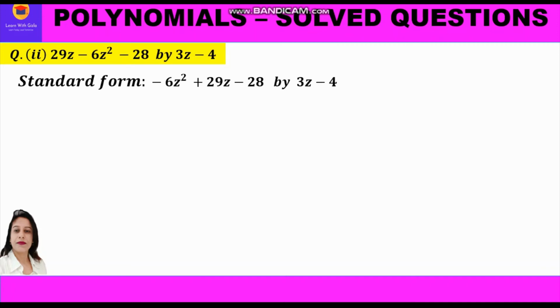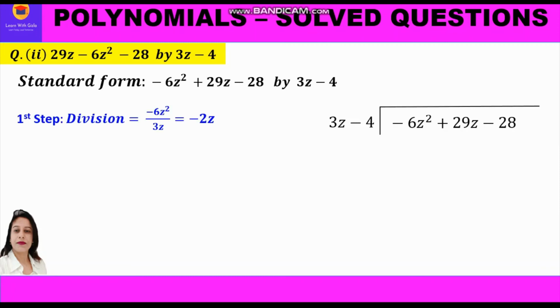Now we shall set the problem. The divisor, that is 3z minus 4, will come outside, and the dividend, that is minus 6z square plus 29z minus 28, will come inside. Now we shall start with the first step, that is division. First we shall divide the first term of the dividend with the first term of the divisor. We shall write minus 6z square upon 3z and we shall get minus 2z as the quotient, which we will write on the top.